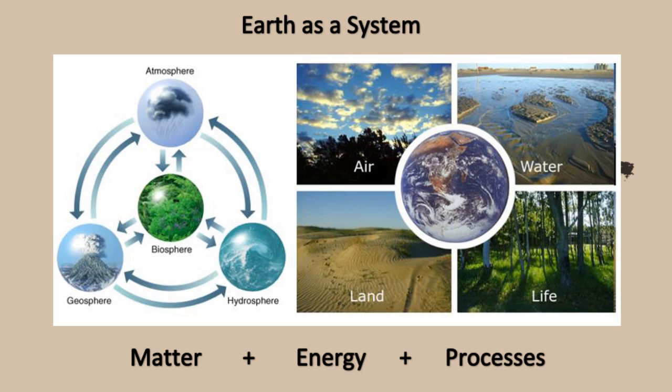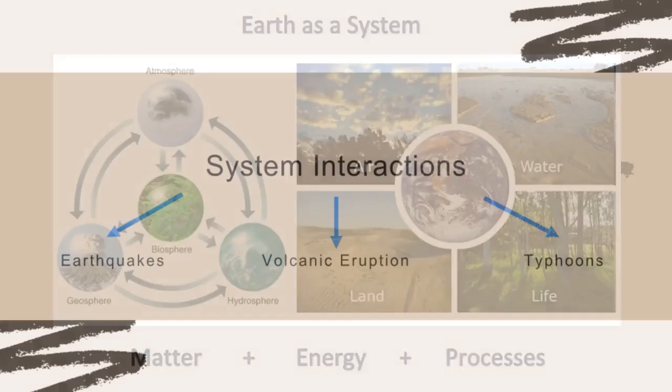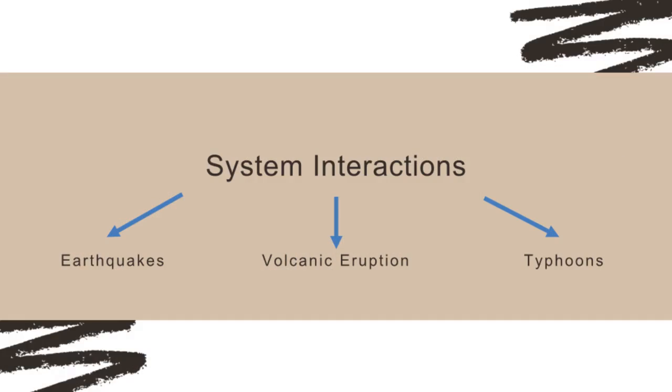The main source of energy then comes from our sun, and we also have the internal heat that is given off by the planet itself. Let's try to have some examples that deal with system interactions that can be related to our environment.